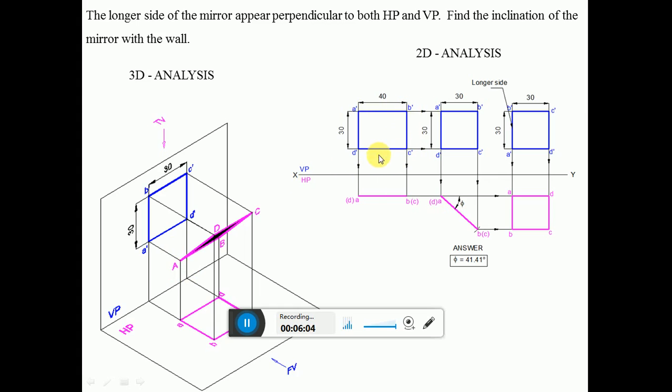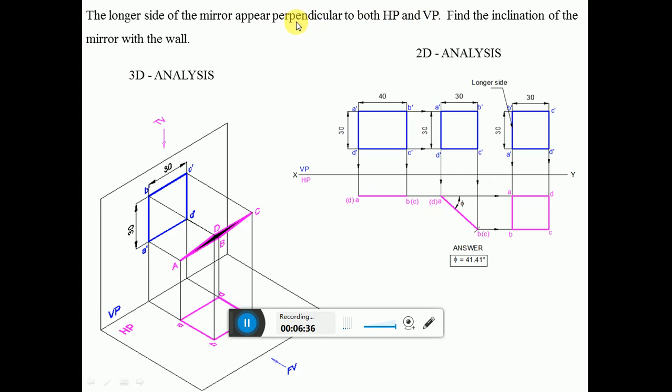So here in this position, the longer side of the mirror, which is AB, is inclined to VP here, and CD, which is also inclined to VP, appears perpendicular to both HP and VP. So what does it mean?